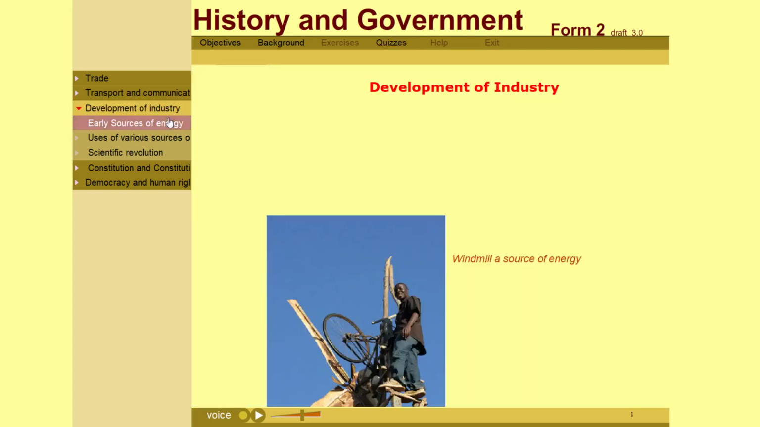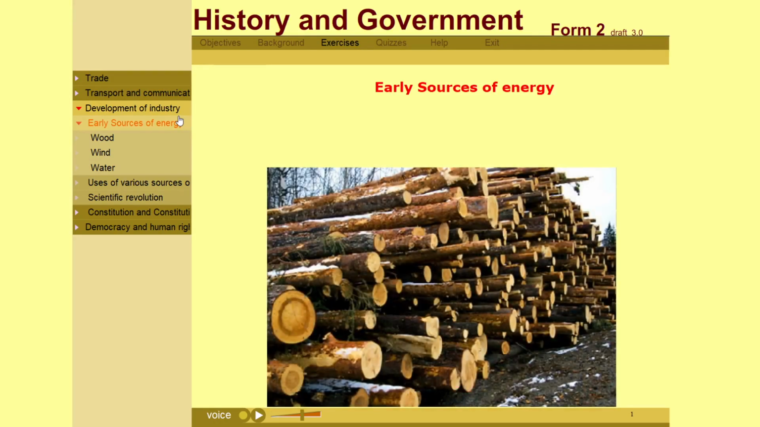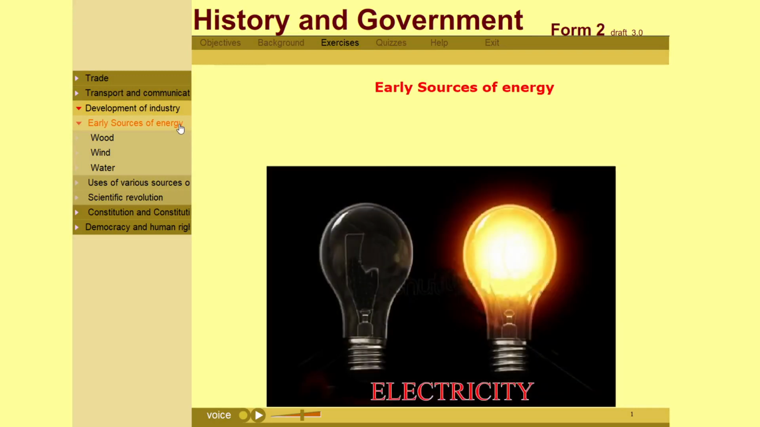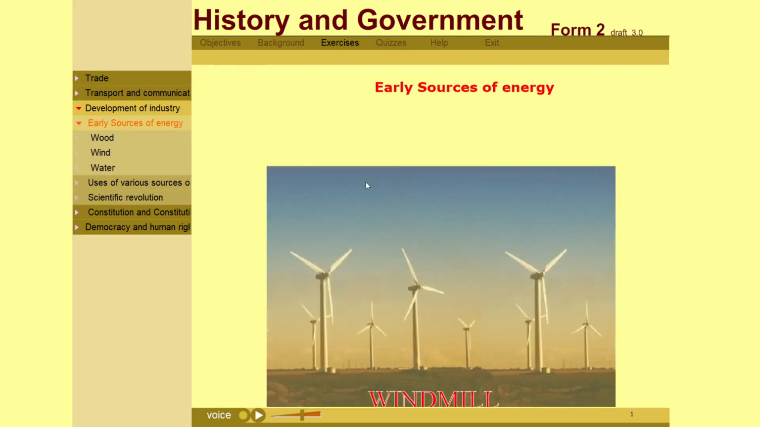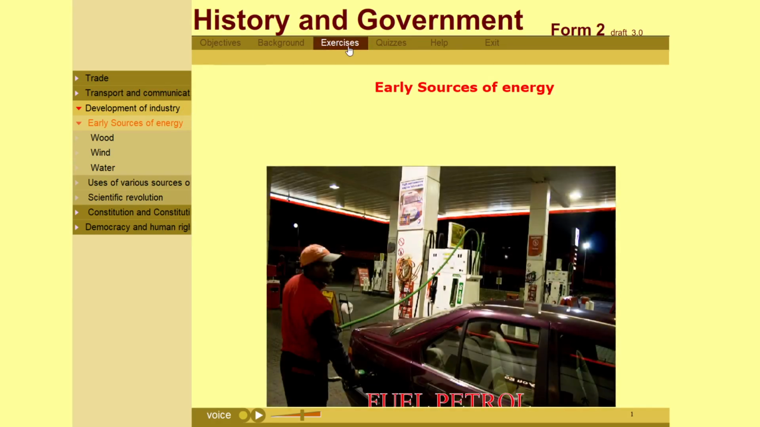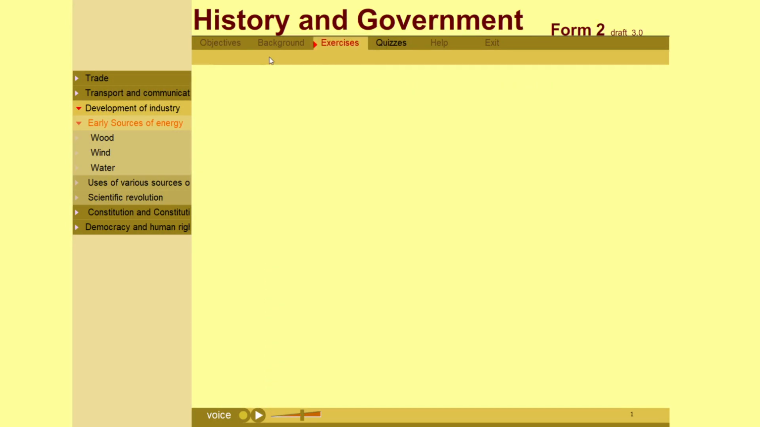In this lesson, various sources of energy were used before and during the Industrial Revolution. These are wood, wind, water, coal, oil, and electricity. Attempt the following questions by ticking the correct answer from the choices given.